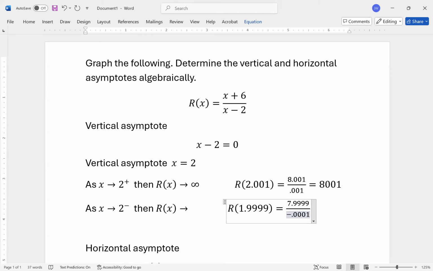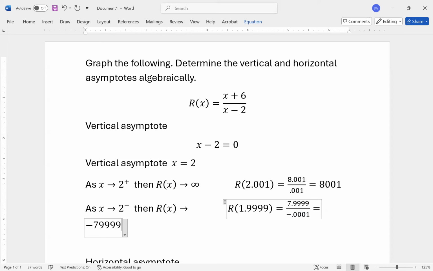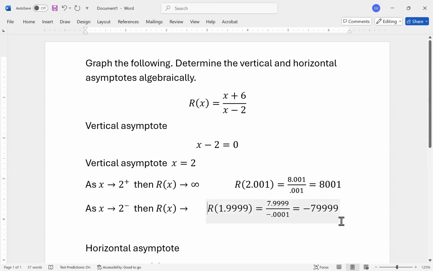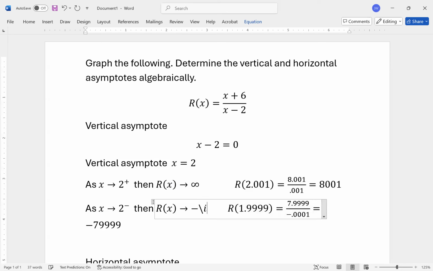If I take 7.9999 divided by negative 0.0001, I get negative 79,999. The key fact there is that we're getting a really large negative number, which means that my function is going towards negative infinity if we're approaching 2 from below.